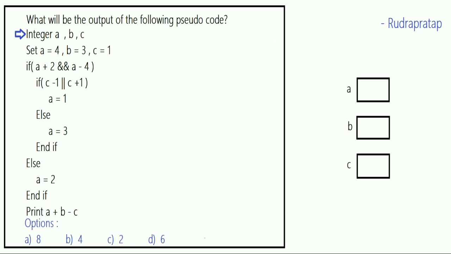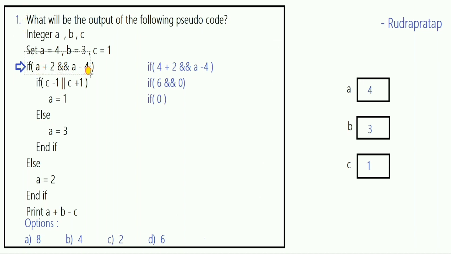In this question we have three variables A, B and C, and on the basis of the second statement we have value of A as 4, value of B as 3, value of C as 1, and on the right hand side of the screen we have memory representation of the variables. Initial values of the variables are assigned, and after that we have an if condition.